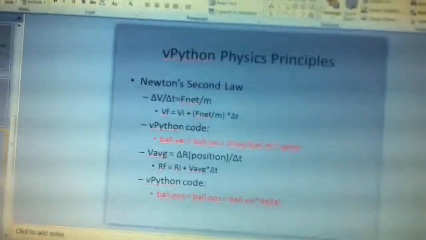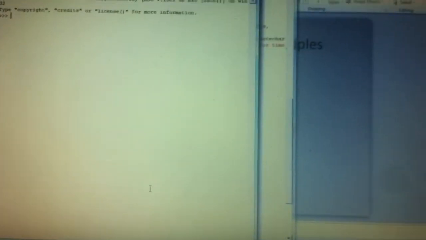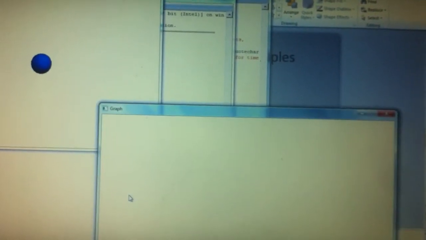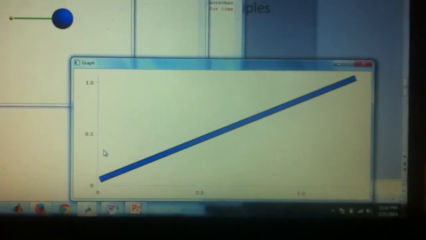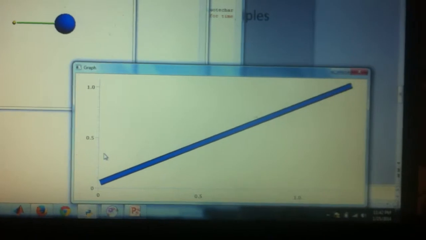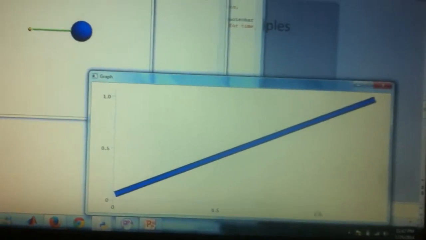As we run the model, we will see a graph produced from the computer simulation. As you can see, this graph closely matches our graph from Tracker. However, let's plot them together for further analysis.